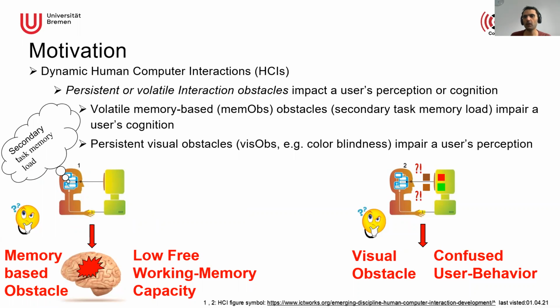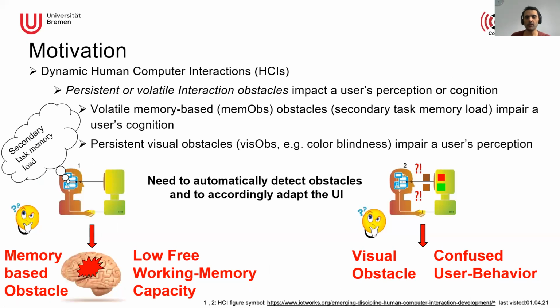This is an example of a volatile obstacle, while an obstacle can also be persistent. For example, for the user's perception, if we have a user with color blindness, the visually presented items in red and green colors will be seen as brown variants, as we can see in the right side illustration figure, and this will cause a so-called visual obstacle and confused user behavior. And this is a persistent obstacle. Therefore, we need to automatically detect obstacles and accordingly adapt the user interface.